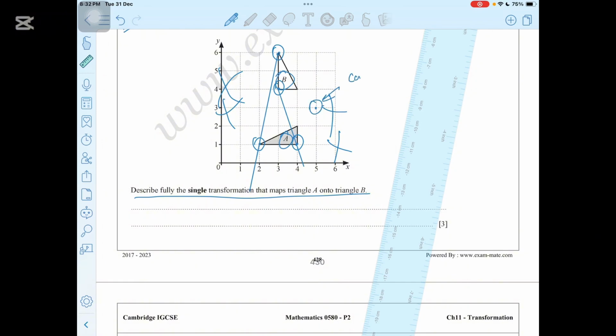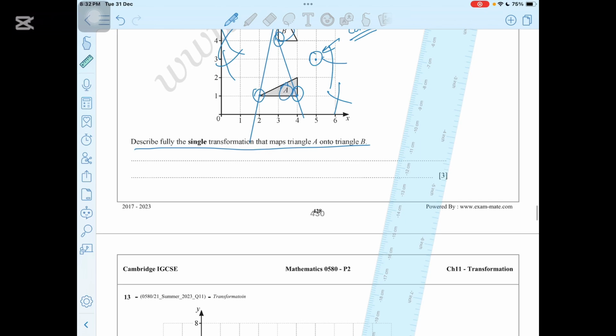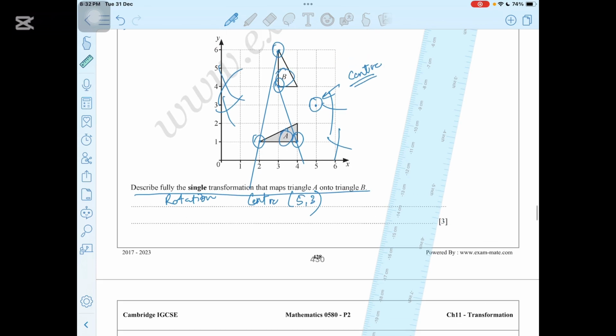So they will meet at this point. This would be the center of the rotation, right? So we have this as a rotation, with center being 5 and 3, right? So let's just match this. This would be this and this would be this. So it's 90 degrees, with angle 90 degrees, and since this has moved over here, this would be clockwise. Oh, sorry, triangle A onto triangle B, right?